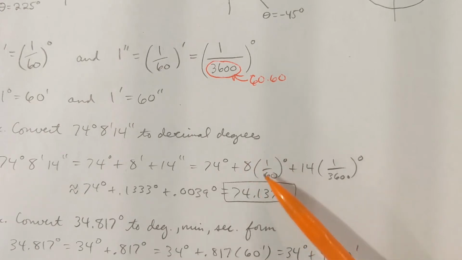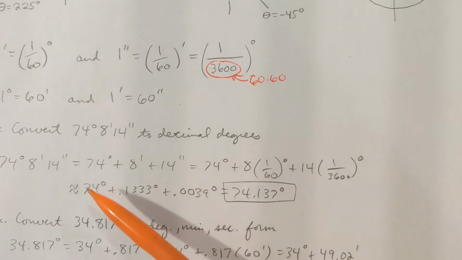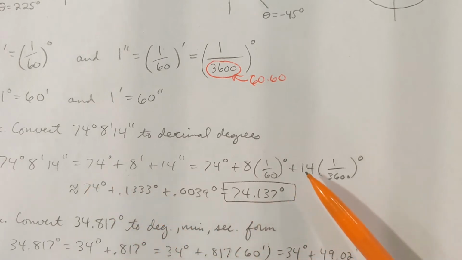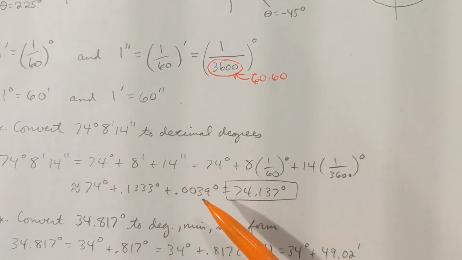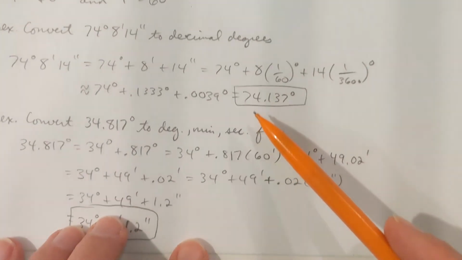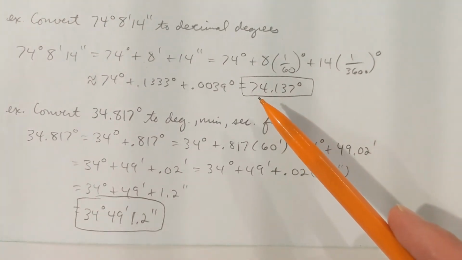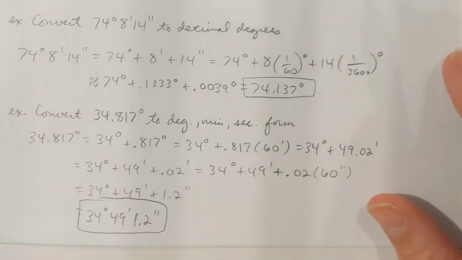8 times 1 over 60 would be 0.13 repeated. I've rounded to 4 digits there. And then 14 times 1 over 3,600 is 0.0039 if you round to 4 digits. Adding all this together means that we would have a degree measure that is 74.137 degrees as the answer.